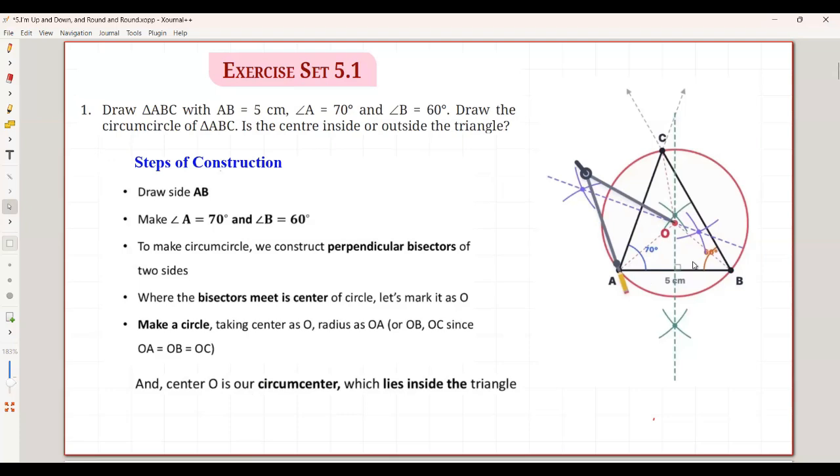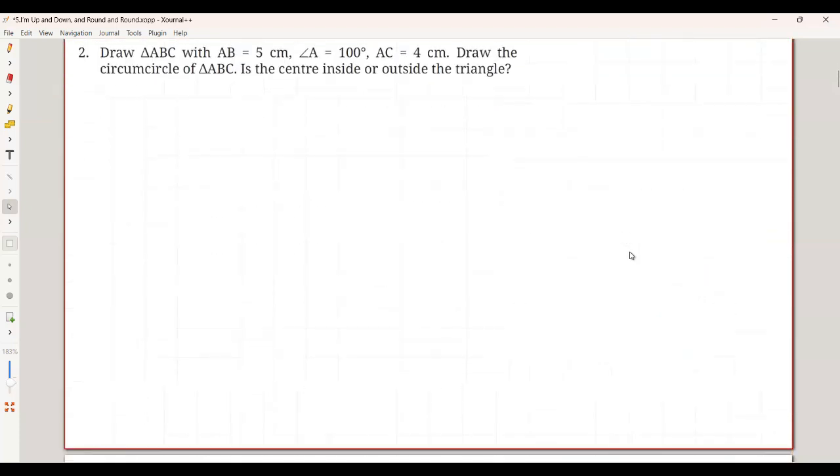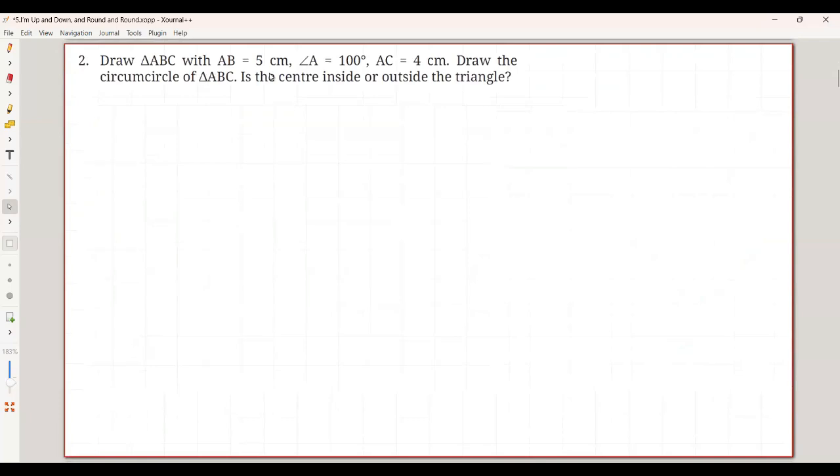triangle. First question done. Second one: draw a triangle with AB equal to 5 centimeter, angle A equal to 100 degree, AC equal to 4 centimeter. Draw the circumcircle of triangle ABC. Is the center inside or outside the triangle?